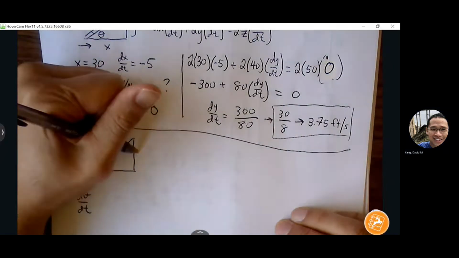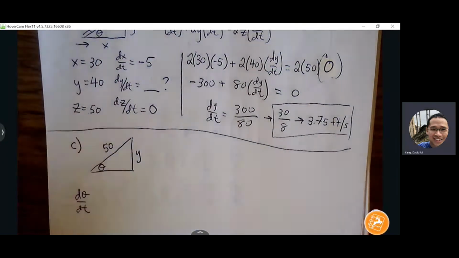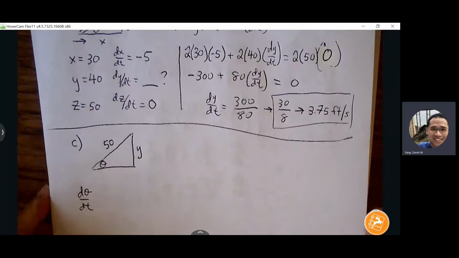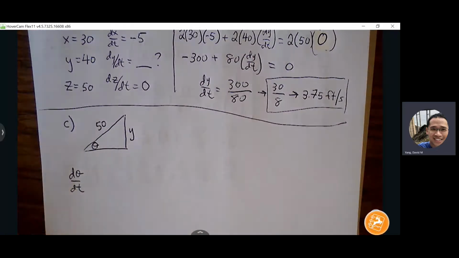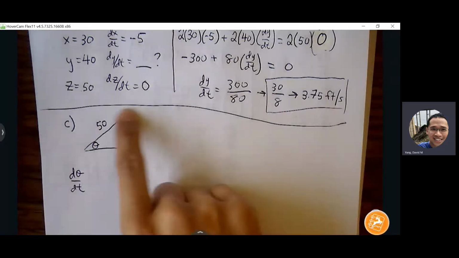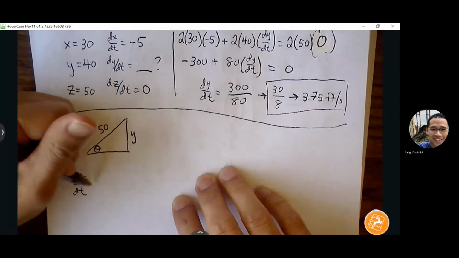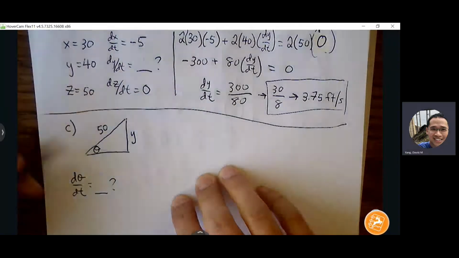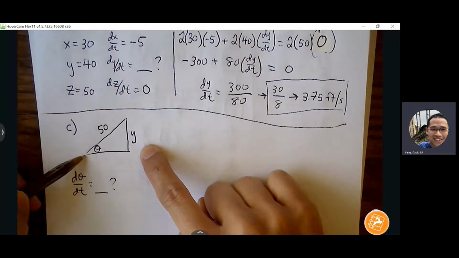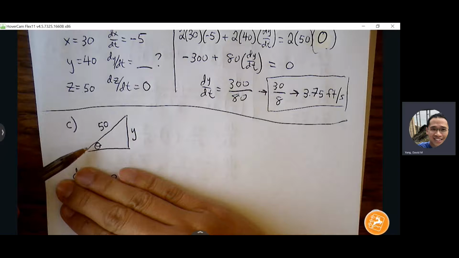So either cosine or sine is good. Let's just do sine. You can do cosine and be fine, but let's just work together and follow the same process here. Okay, so let's find a trig equation. How would you set this up? Sine theta equals y over 50, yeah.